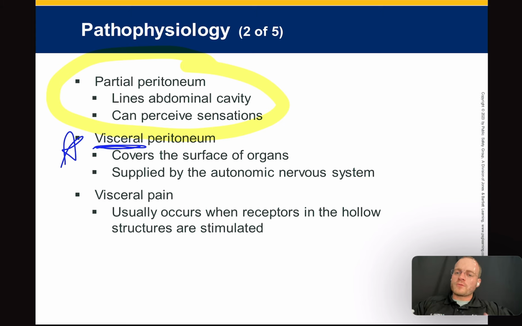Now, with visceral pain, you'll see this with stomach pain, for example. It's kind of broad pain, not very well defined. You'll see this with a bowel obstruction, or even diverticulitis. It's not very well localized, as opposed to parietal peritoneal pain, where it's like, no, it's right here. So the difference between the two is that visceral pain is not well defined, and it's usually in hollow organs.